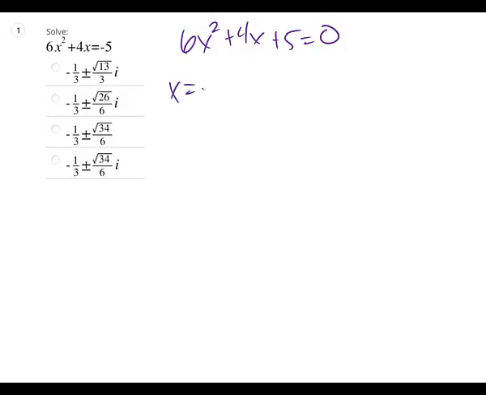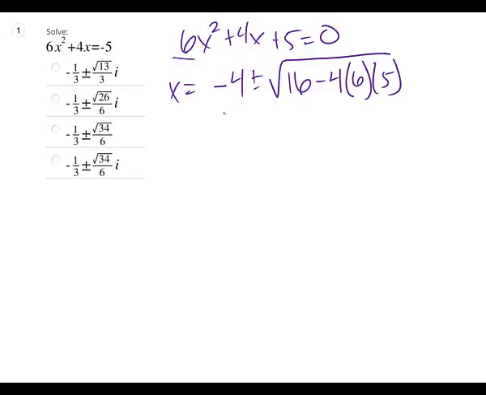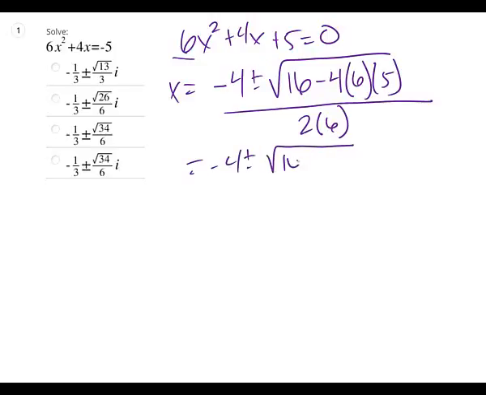All right, so x equals, what's my b value? 4 plus or minus the square root of, what's 4 squared? Minus 4 times what? 6 times 5. Doesn't matter what order you do them, but we typically do the 6 first. All over 2 times 6. All right, so negative 4 plus or minus the square root of 16. Let's see. 4 times 5 is 20. 20 times 6 is negative 120, over 12.